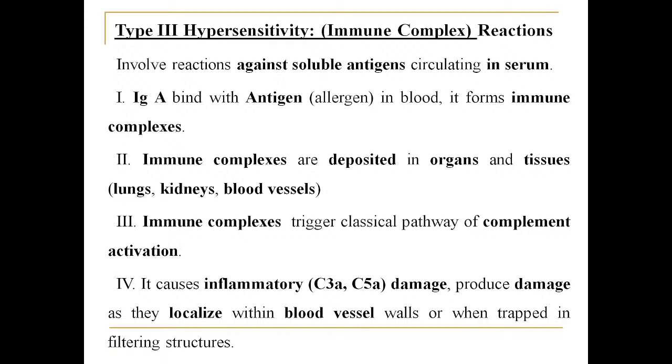Immune complexes are deposited in internal organs and tissues, for example, in the lungs, kidneys, and on the walls of blood vessels. And you remember about complement. If immune complexes are present in our organism, what is activated? Yes, it's right. Complement is activated. So the classical pathway of complement activation develops.